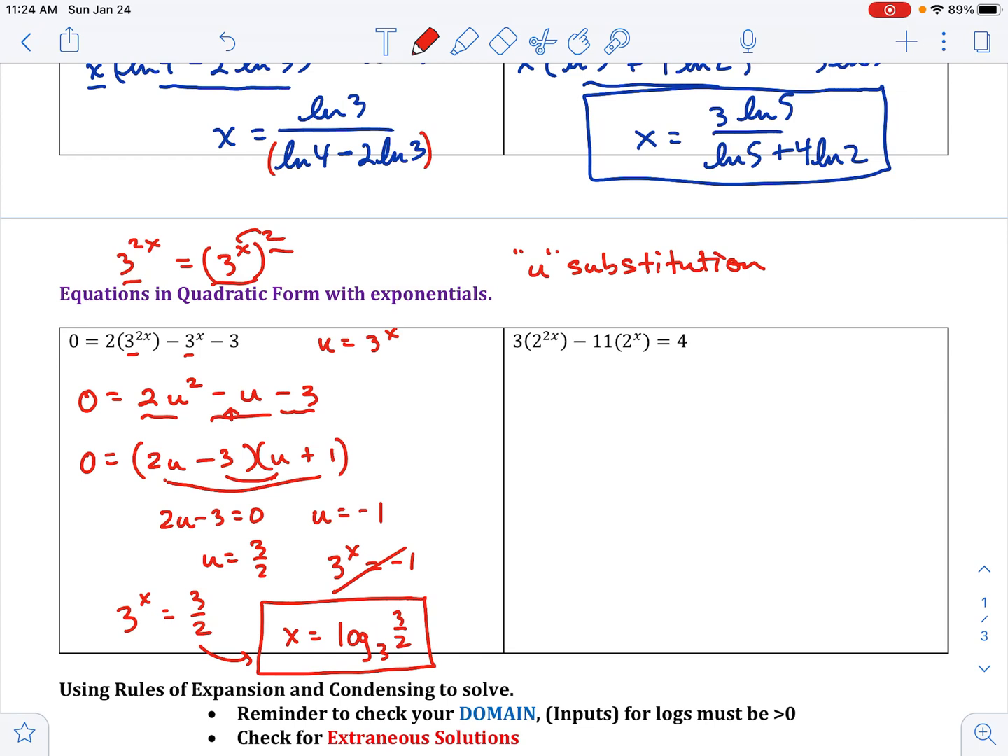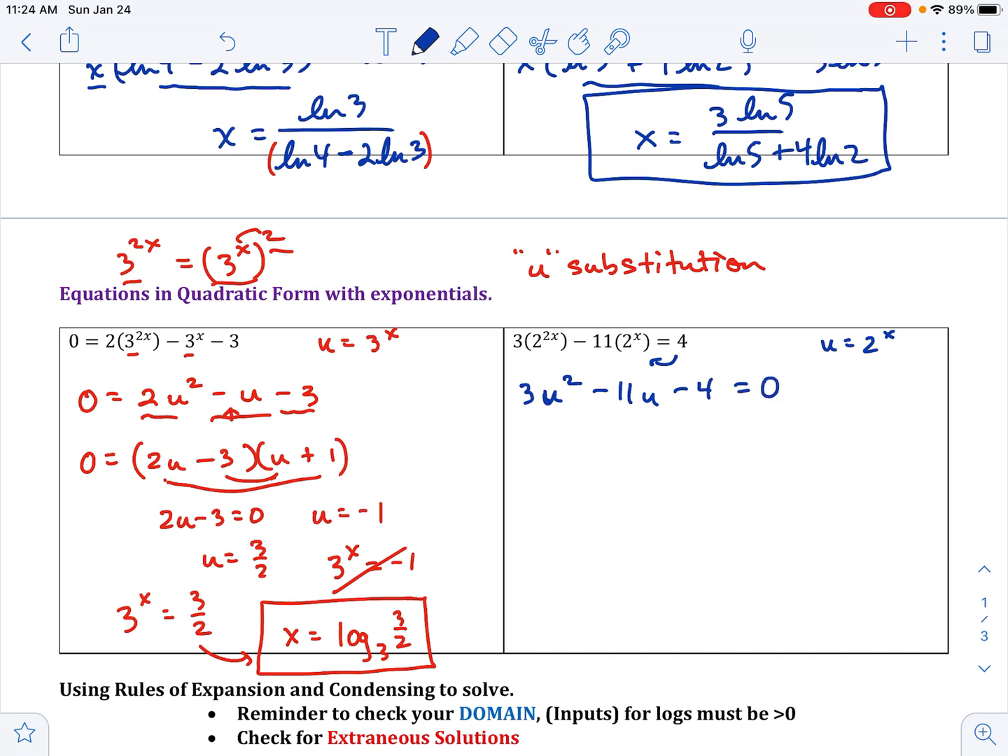All right. Again, on the second one that I see here, I see a 2 to the 2x, so just like my 3 to the 2x. So this time I am going to use my u substitution, but u is equal to 2 to the x power. So I've got a 3 times a u squared minus 11u. I'm going to subtract the 4 over, minus 4 is equal to 0.